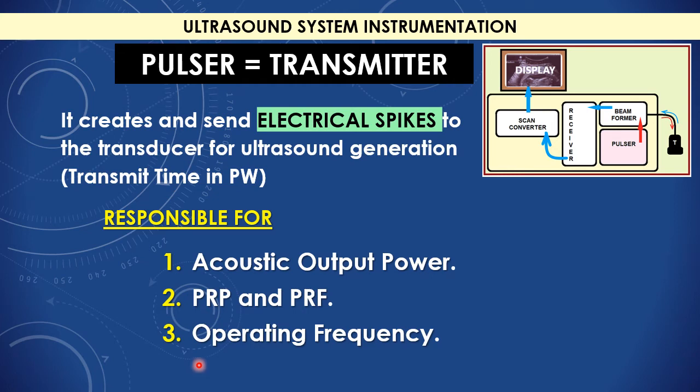Some ultrasound systems can change the frequency. You can adjust the frequency to either a higher frequency or a lower frequency. And who's responsible for this adjustment is the pulsar. So we'll go over these one by one, starting with the output power.